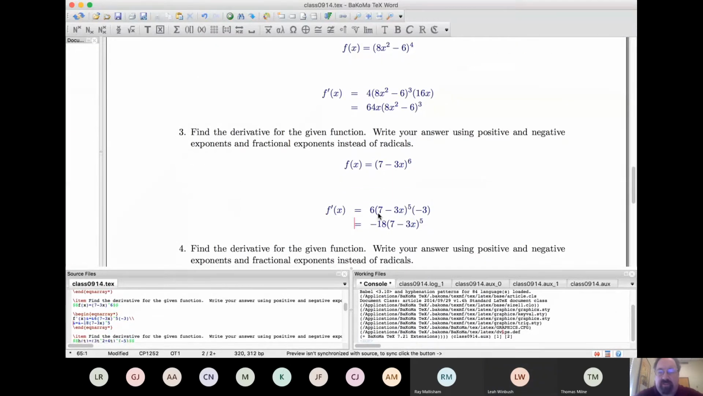Yeah, so 6 comes down, this raised to the 5th power, times a -3. And yes, by putting all of that together, you get -18. So, yep, very good.